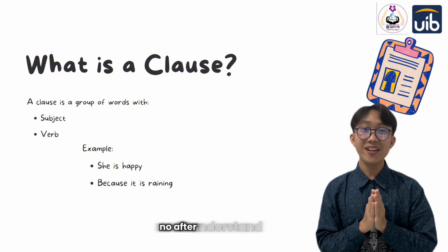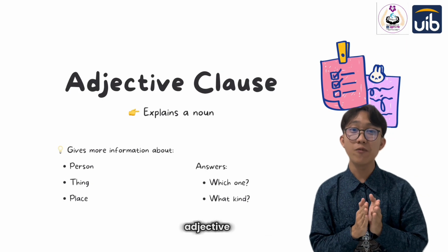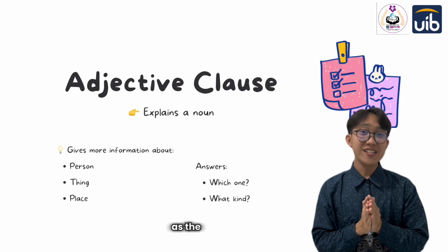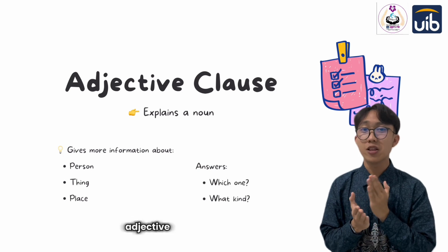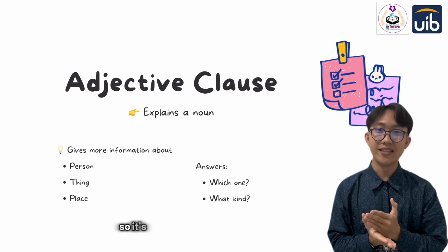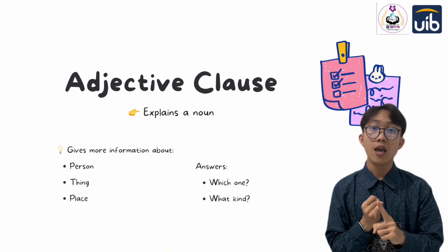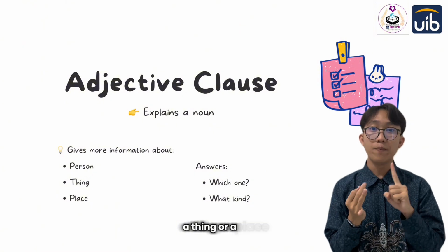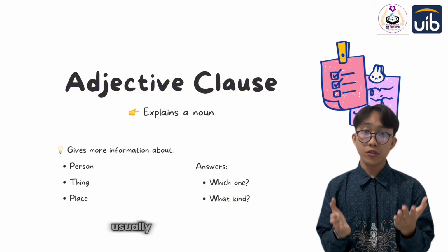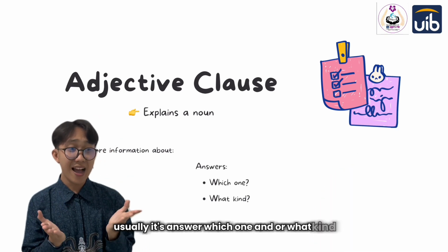Now, after understanding clause, let's move to the first type, adjective clause. As the name suggests, an adjective clause is used to explain a noun. So, it gives more information about a person, thing, or place. Usually it answers which one or what kind.